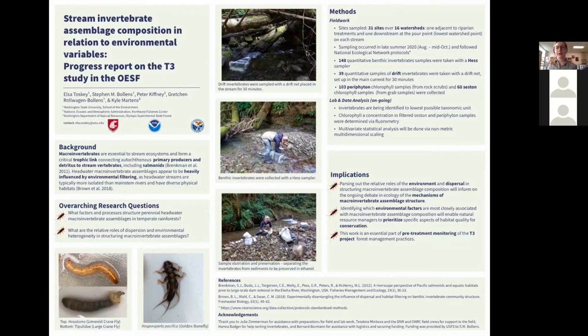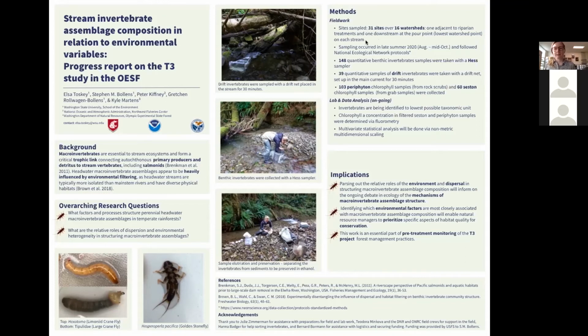And so there were 32 different sites that I hiked out to. One of them was dropped, so 31 sites, and that's over 16 different watersheds. So there were 2 sites per stream, one adjacent to where the riparian treatments will be for the T3 project, and one downstream at the pour point, the lowest point of the watershed. And so at each site, I collected a few different kinds of samples.